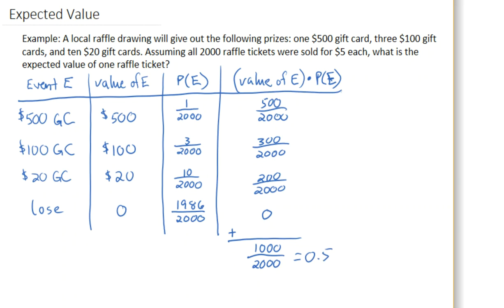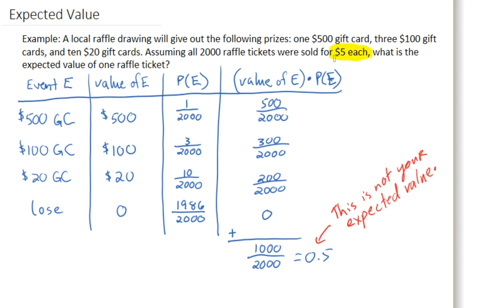So at this point, I want to caution you, because this is not your expected value. Expected value takes in all the cost involved, and so we have not taken into consideration the fact that we're spending $5 for the ticket. So if I win a $20 gift card, I'm really only up $15. If I win a $500 gift card, I'm really only up $495. So we have to take into account the cost. And the way you do that is once you figure out, okay, this average that we've worked out, you're going to subtract off the cost.